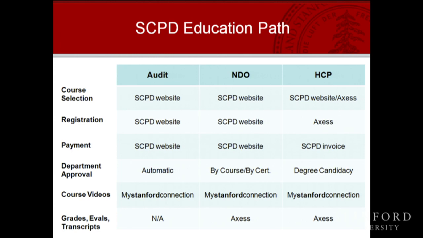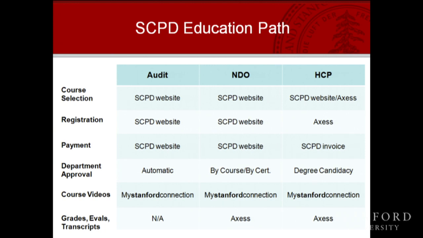And for registration, through the SCPD website for the audit and non-degree option. Honors Cooperative students actually enroll directly through the Access system. And then we will take those study lists for our students and enter those on the back end of our system so you don't have to enroll in both places. And then again, the payment is through SCPD.